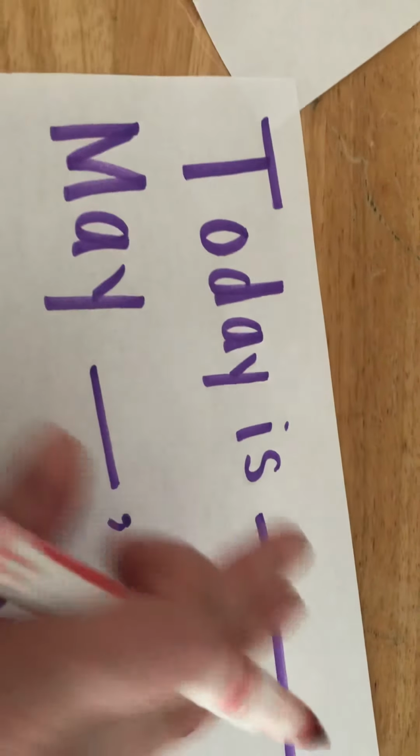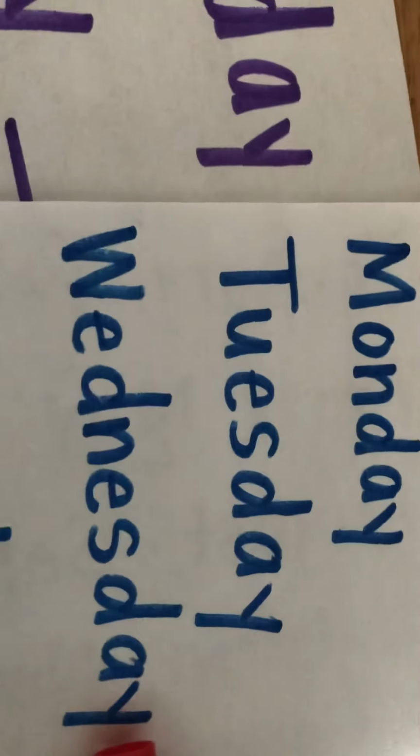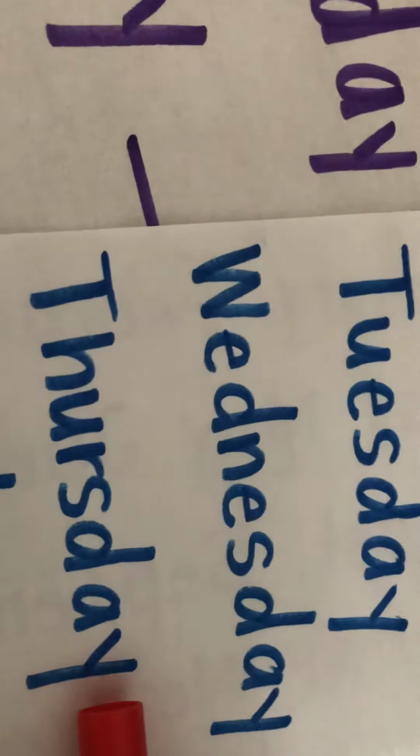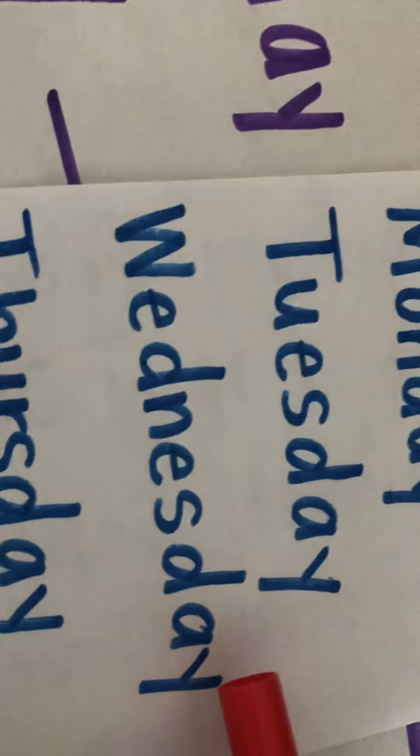All right, let's take a look at our first sentence. We're going to talk about the day of the week, what the date is, and what tomorrow will be. So let's review our days of the week. We start with Monday, Tuesday, Wednesday, Thursday, Friday, Saturday, and Sunday. Now yesterday was Tuesday, so that means today is Wednesday.